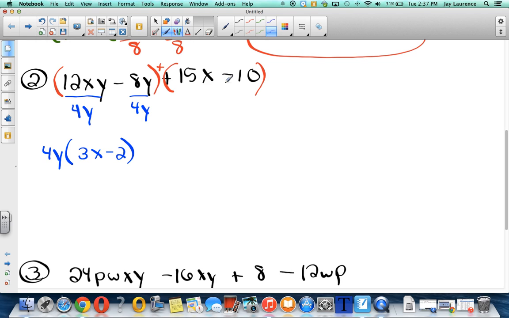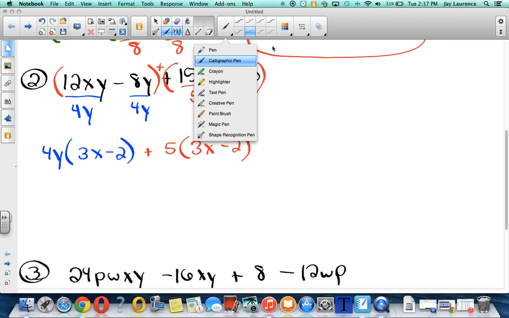Now Dan's going to tell us how to do this next one. Dan's going to say, well, Mr. Lawrence, I'm going to divide by 5. 5 is going to be my GCF. And so I'm going to have a 5 times the quantity of 3x and a negative 2.